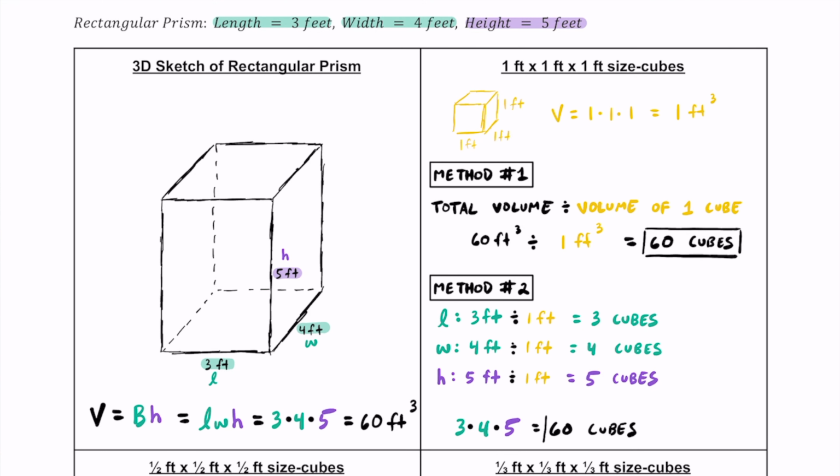Now hopefully this makes sense and lines up with what we did with the volume, because when we do volume, that's specifically talking about these 1 by 1 by 1 unit cubes. So it's going to get a little bit more interesting when we talk about the other sized cubes.